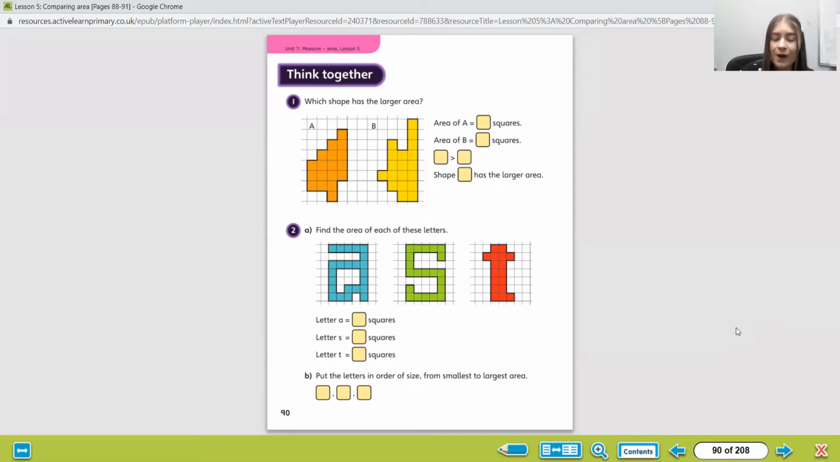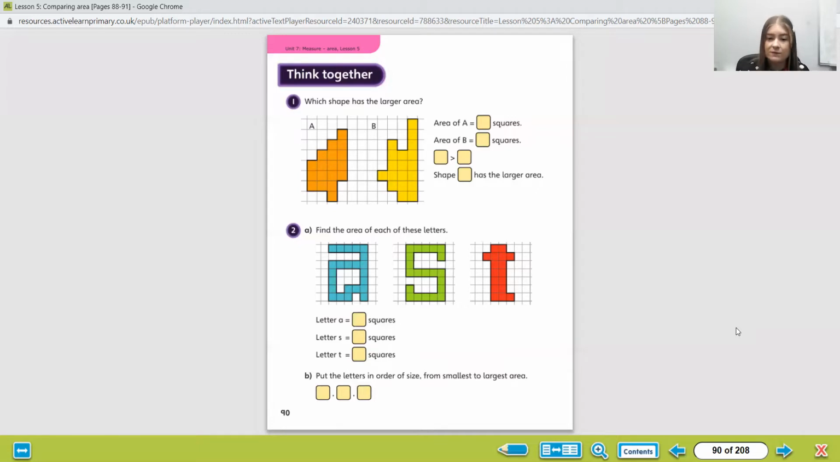So we're only counting the blue squares for the letter A, the green squares for the letter S, and the red squares for the letter T, because they are the bits that your shape is taking up. They're the spaces that your shape takes up. It does not take up any of the other squares, even the ones inside it. So letter A is 23 squares. Letter S is 21 squares, and the letter T takes up 17 squares.